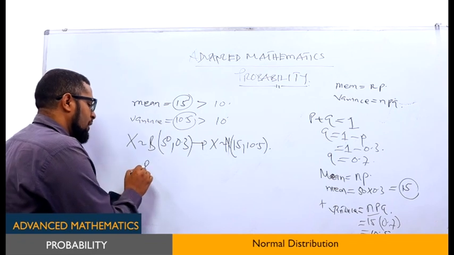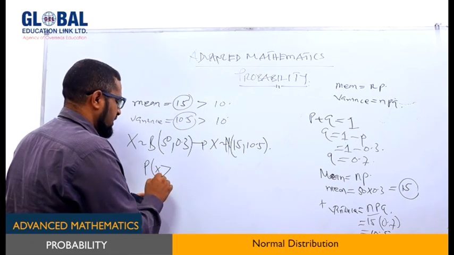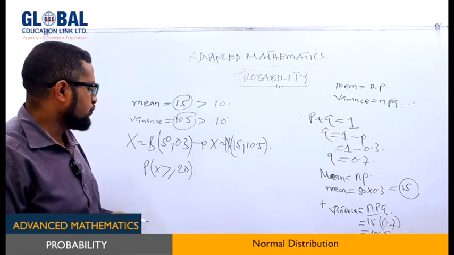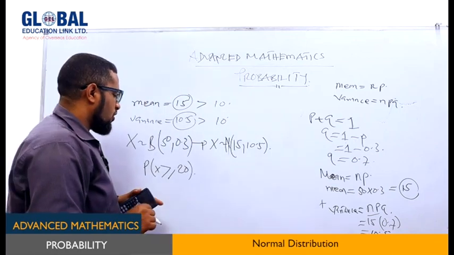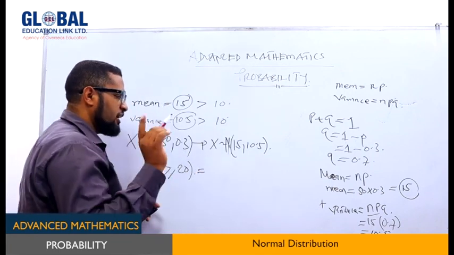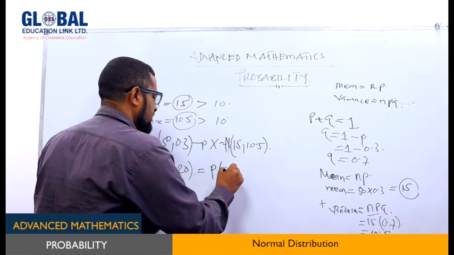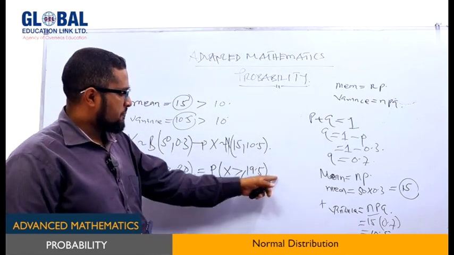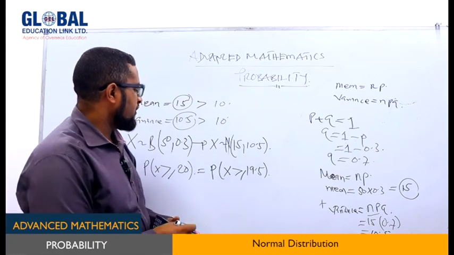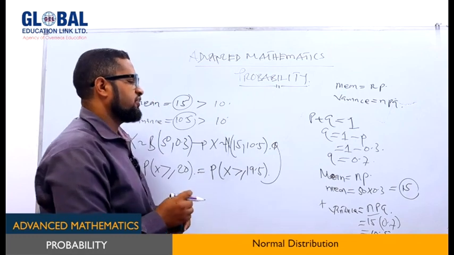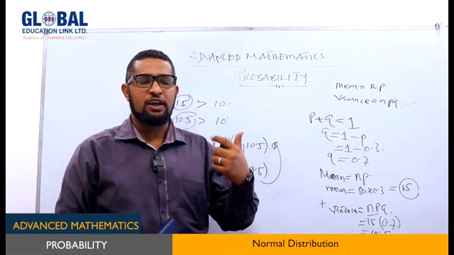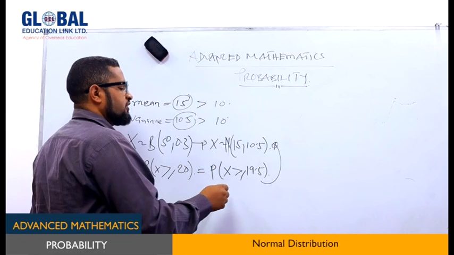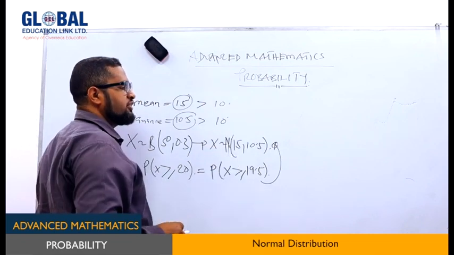But remember, we are looking for the probability of X greater than or equal to 20. That is, at least, greater than or equal to 20. Now, for correct approximation, this is the same as writing the probability of X greater than 19.5. Now, let's use this one as our value. We are writing it into the standard normal distribution. And let's see what we are going to get.